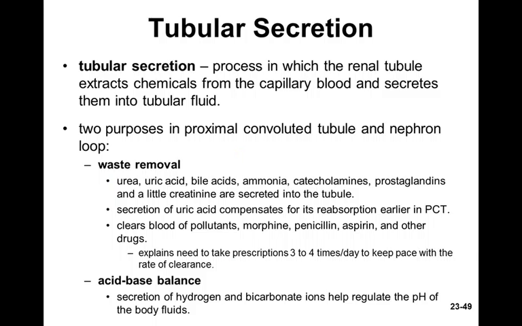Okay, so now let's talk about tubular secretion. This is the process in the tube that extracts chemicals from the blood and secretes them into the fluid. The two purposes in the PCT and the nephron loop are to remove waste and acid-base balance. This gives you another list of all the waste that are removed. It also talks about how the kidneys clear the blood of pollutants, drugs, hormones, morphine. This is a reason why you have to take prescriptions multiple times a day, because the kidney clears them and it removes that from the blood.